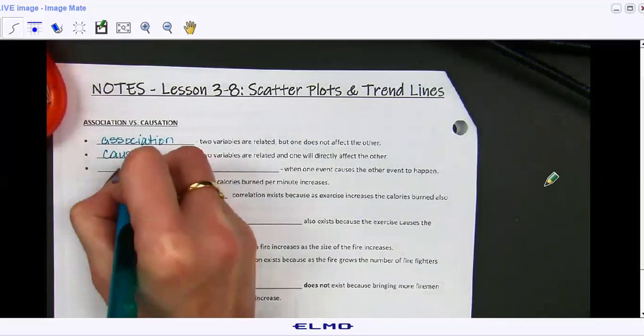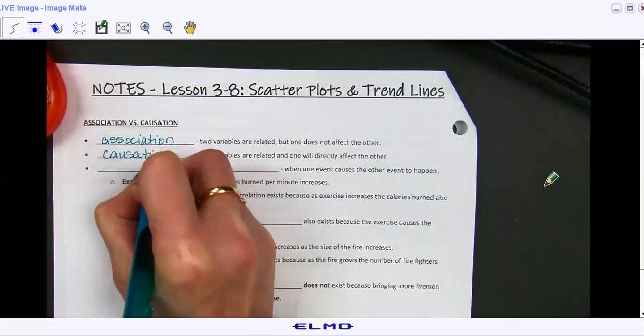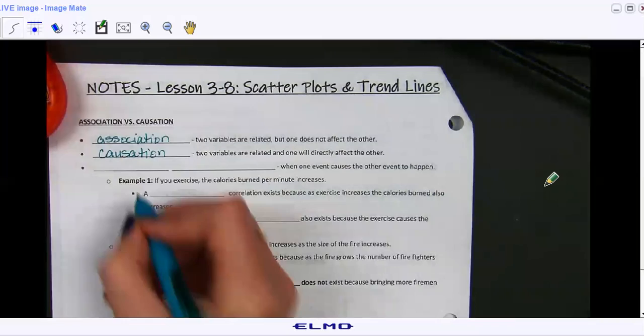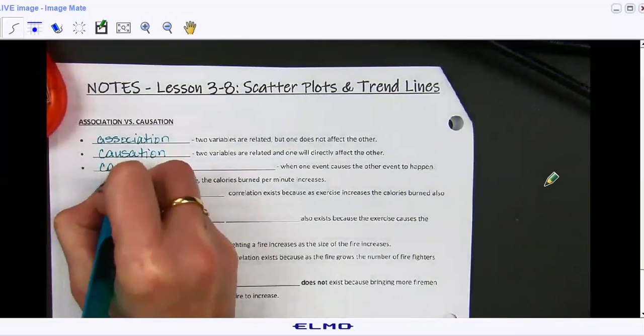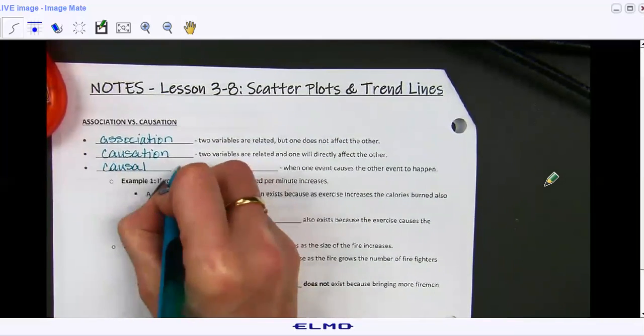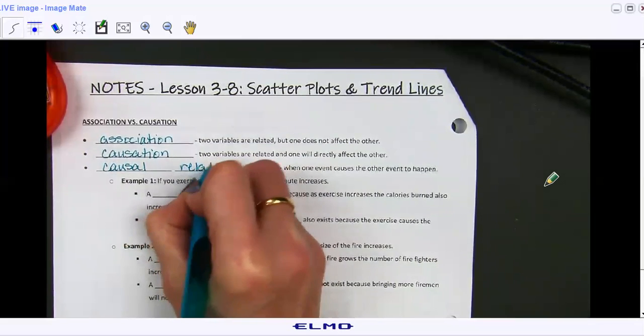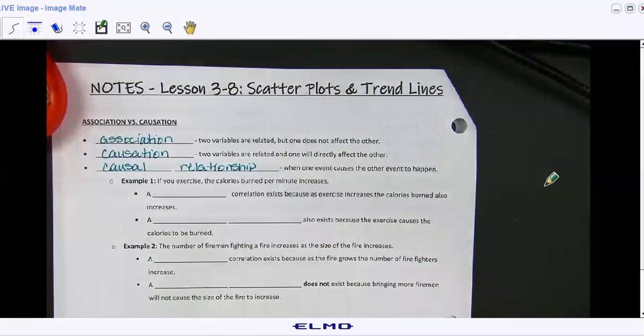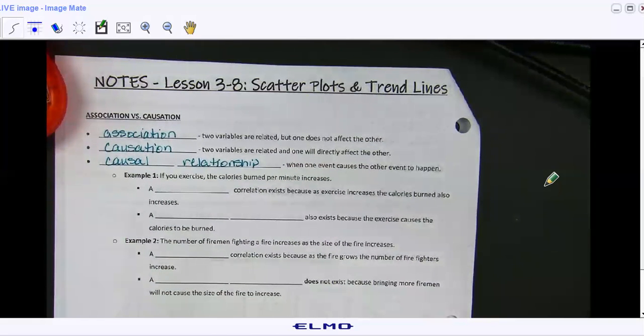Why do so many words? So that when we're describing the scatter plots, we're using the correct vocabulary. On our quiz, we have to know these words. And then causal relationship: when one event causes the other event to happen.